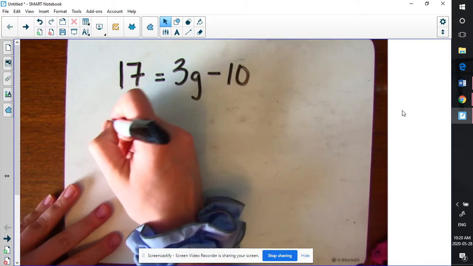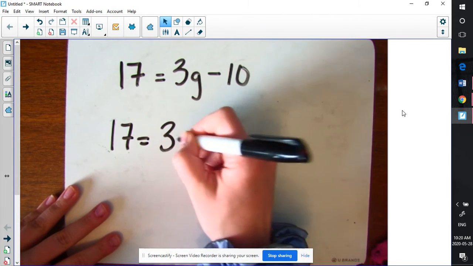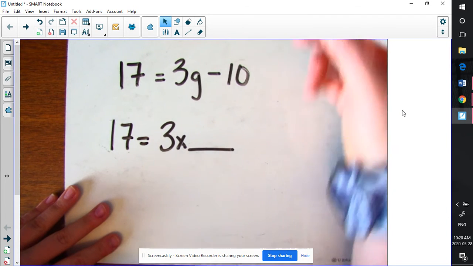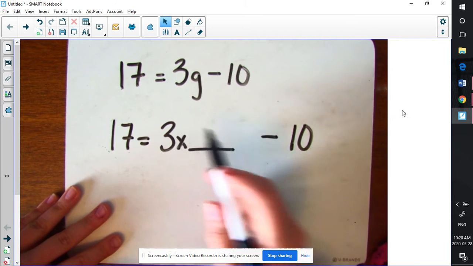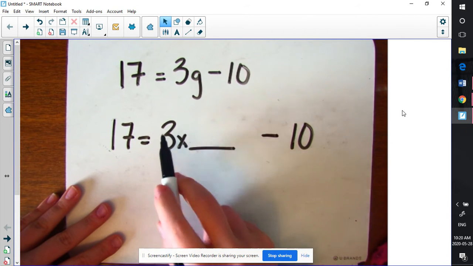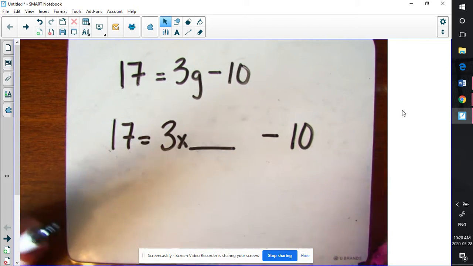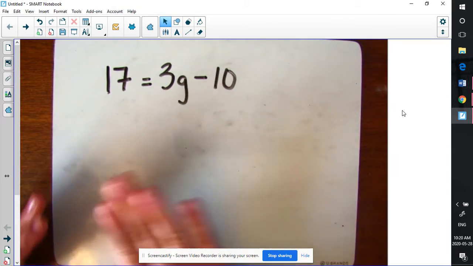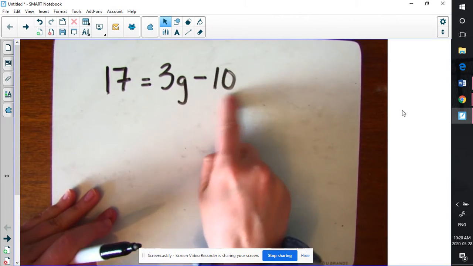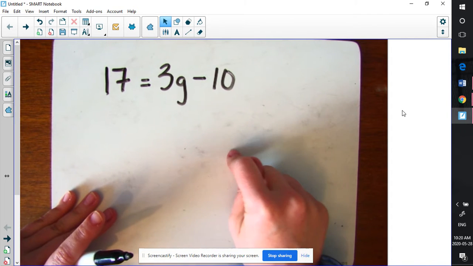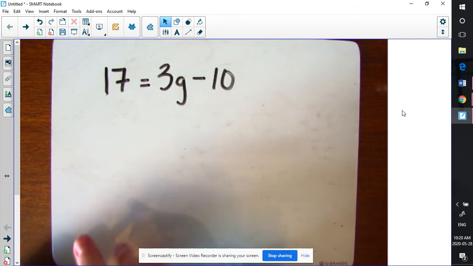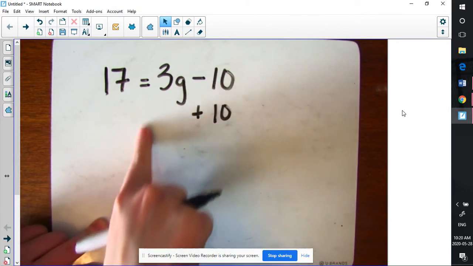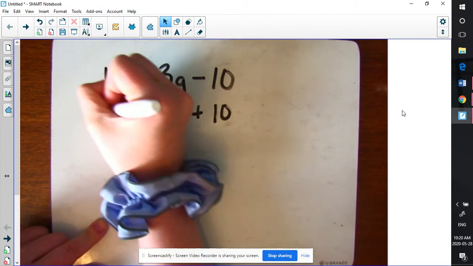So here's one way we can think about it. 17 is equal to 3 multiplied by some number, because remember, a number right beside a variable means multiplication, subtract 10. So some number, when you put it in here, times it by 3 and subtract 10 gives you 17. Let's figure out what that number is. With a two-step equation, we always start with the addition or the subtraction. That's right here, minus 10. And we do opposite operations. The opposite of minusing is adding. So I'm going to start by adding 10 to the right side. Since this is an equation, I have to do the same thing to the left side, so I'm going to add 10 here as well.